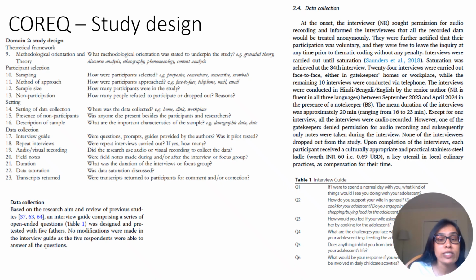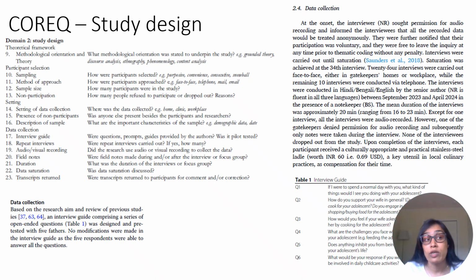Interview guide: were the questions, prompts, and guides provided by the author? Was it bias tested? If you could just see here, I have inserted an interview guide. You can insert it within the text, or you can attach your interview guide, the FGD guide, as a supplementary file. Both are okay. It depends on your word limit. But generally, some journals do not count the word limit of tables, so you are good. You can put it in the manuscript itself.